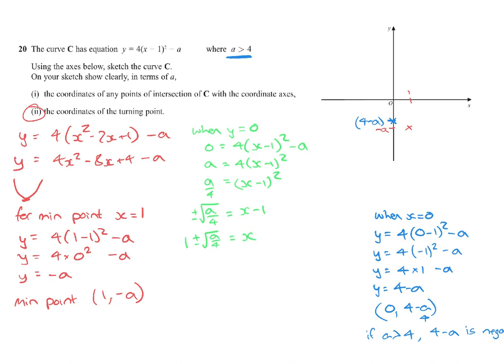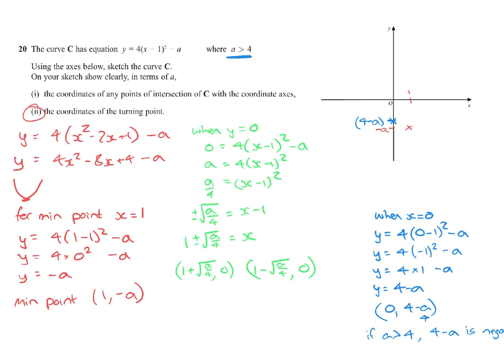So we know that when y is equal to 0, x has 2 values. So we have 1 plus the root of a over 4, 0 is 1 point on my graph. And the other one is 1 minus the root of a over 4, 0. So that's the other point on my graph.